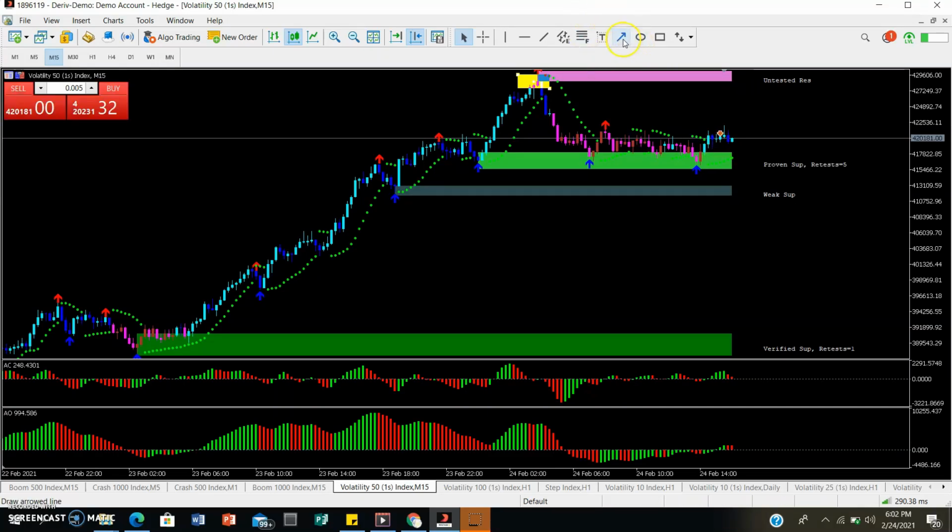It will become tested if we see a shoot in price and then it hits here and then price drops again and then turns to verified resistance, right? So you could see that from this system we're actually getting valid price action habits.